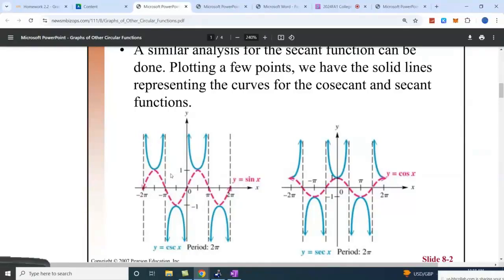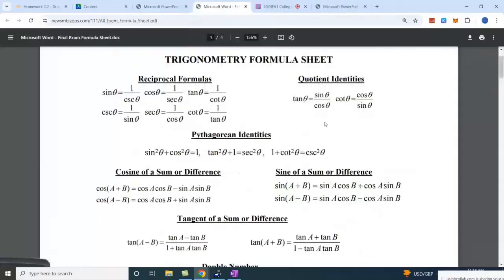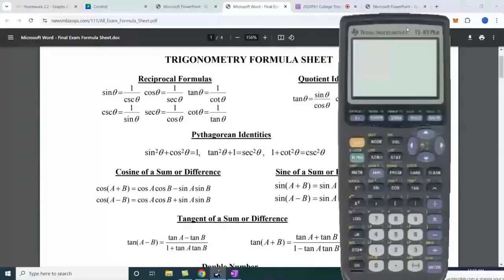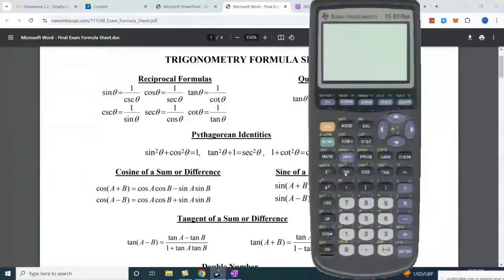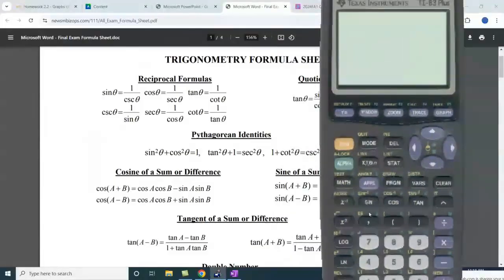So now, how do you graph the cosecant and the secant functions on the calculator? I'm going to go back to our all exam formula sheet for a second. On the all exam formula sheet, the very first set of formulas that you see are the reciprocal formulas. And I'm just going to pull up the calculator. So notice that we do have a sine, a cosine, and a tangent.